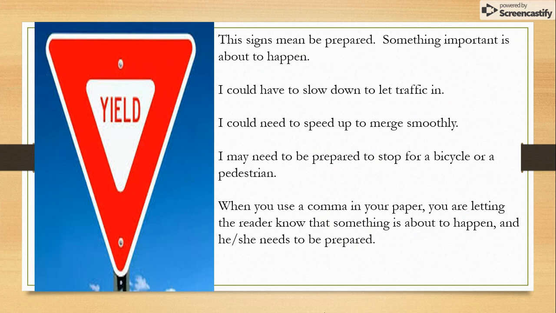Okay, so let's talk about that yield sign. The yield sign means be prepared. Something important is about to happen. You could have to slow down to let somebody in. You could have to speed up to keep from being hit or to merge smoothly into the traffic. You may need to be prepared to stop because there's a bicycle or a crosswalk or something of that nature coming up. And so when you use a comma in your paper, you're letting the reader know that something is about to happen and he or she needs to be prepared to handle that situation.